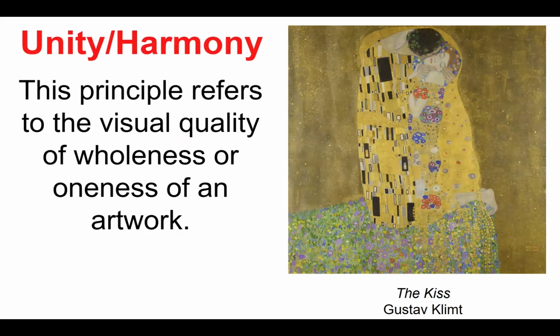Unity and harmony. This principle refers to the visual quality of wholeness or oneness of an artwork. Gustav Klimt's The Kiss is an excellent example of unity and harmony, where the contrast of the rectangles versus the circular objects on her, the male and the female, the masculine and the feminine, creates this idea of unity and harmony and balance.